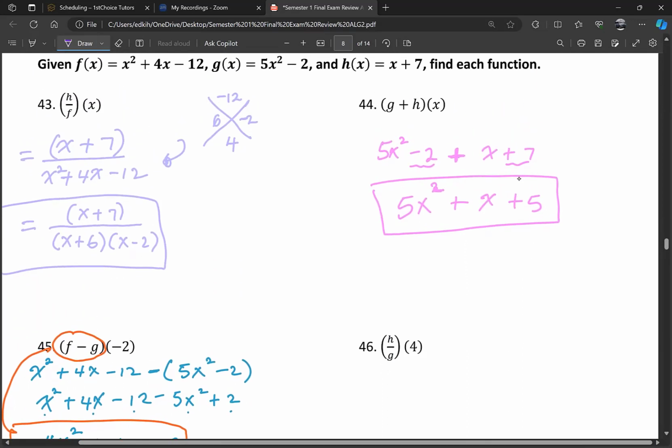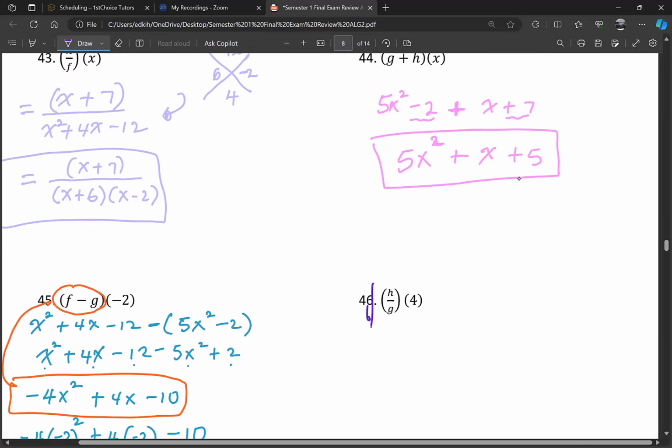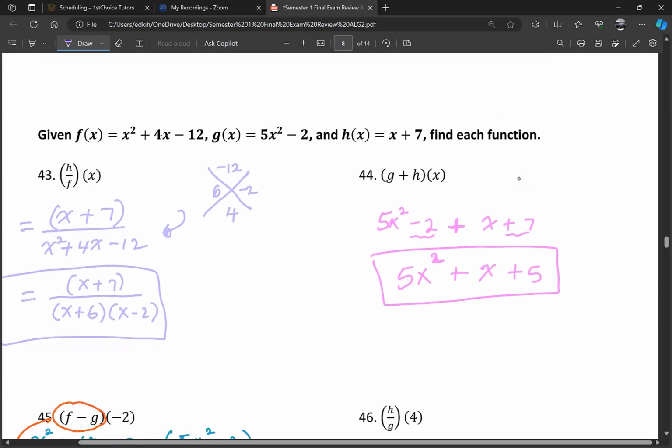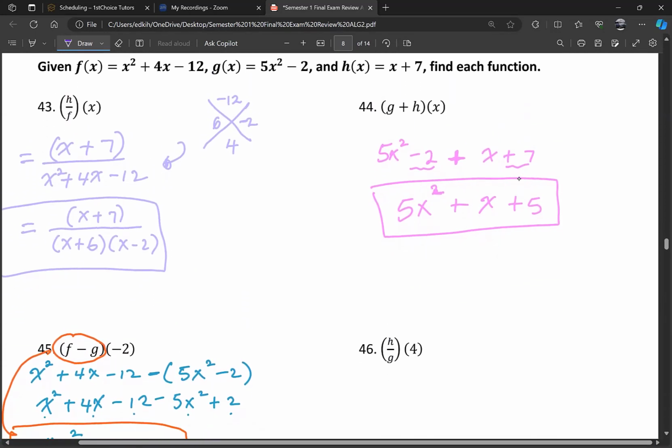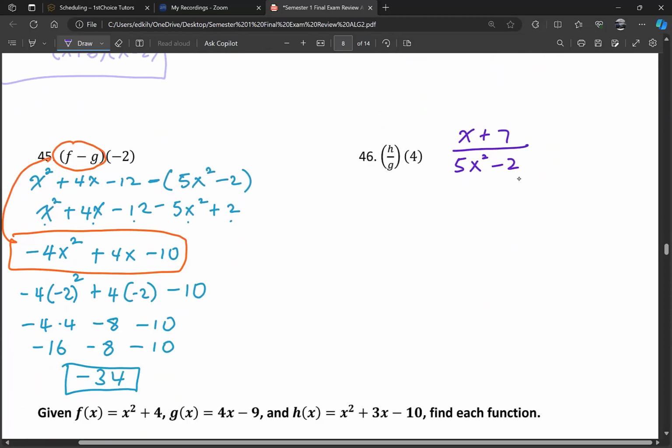All right. If you're wondering what's the other way you could do this, rather than do h over g first, you could literally plug in 4 into h first and then plug in 4 into g first and then simplify those values. But let's just do h over g. All right, so h is x plus 7 over g, which is 5x squared minus 2. Now, it says once you've done that, plug in a 4 into all the x values. So this will become 4 plus 7 over 5 times 4 squared minus 2.